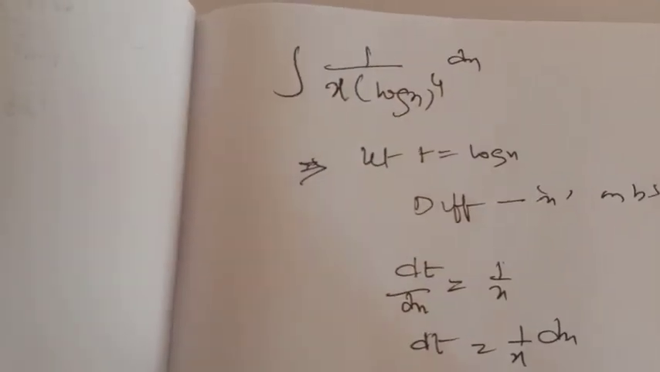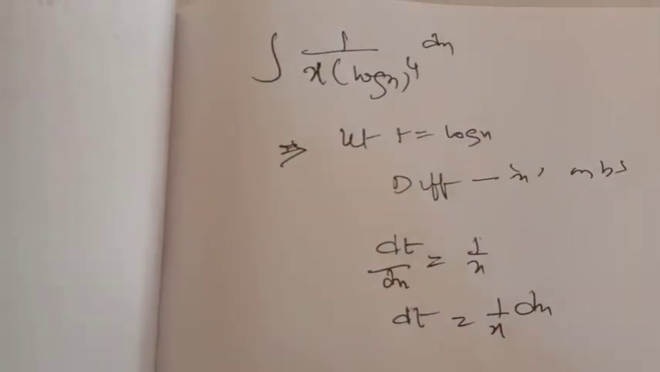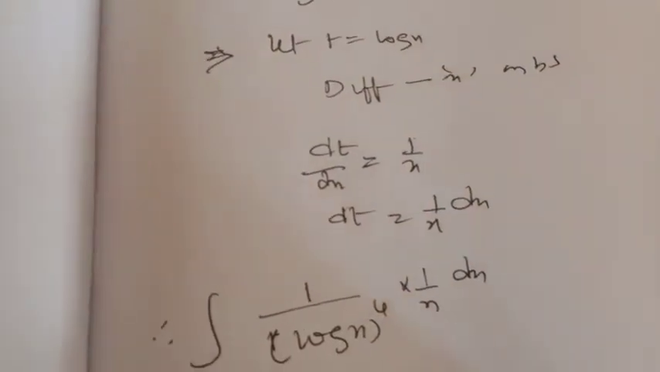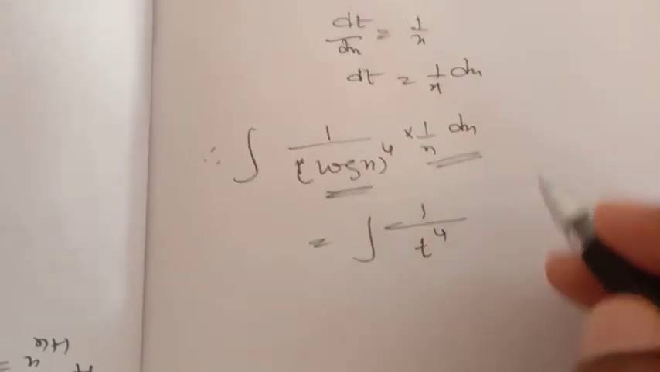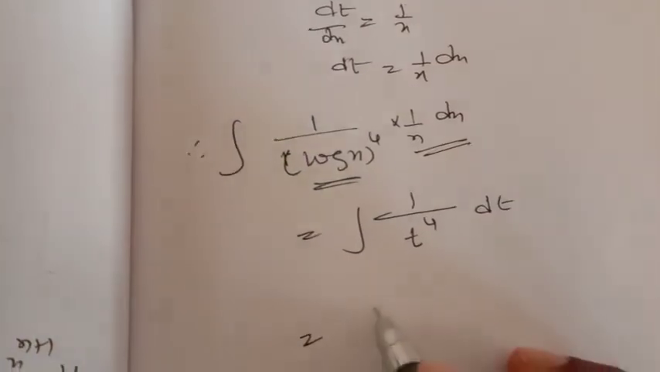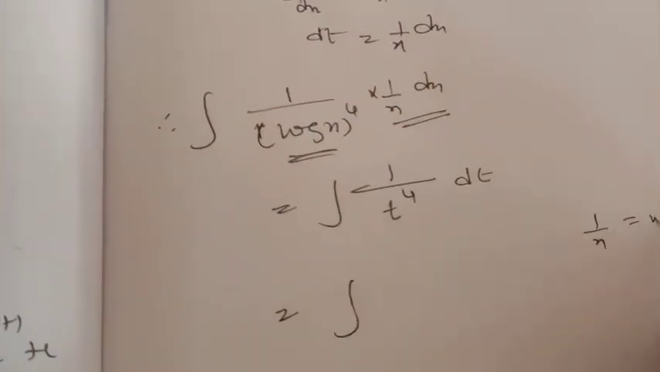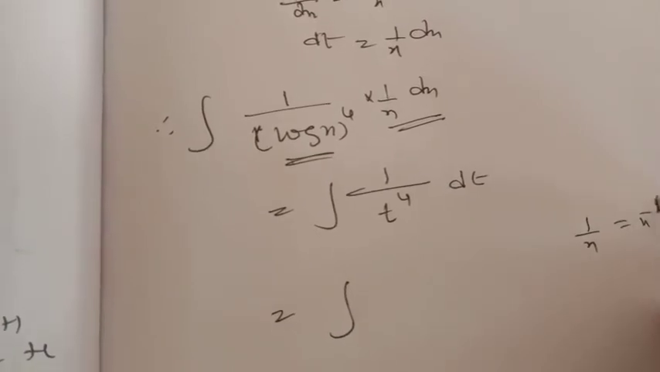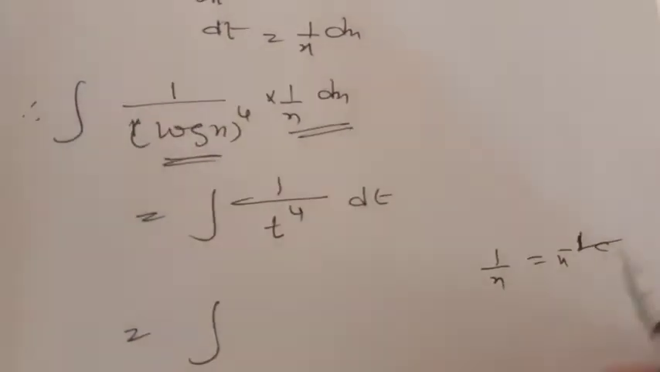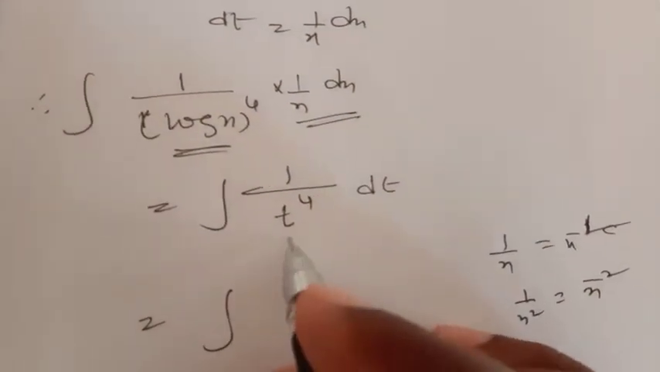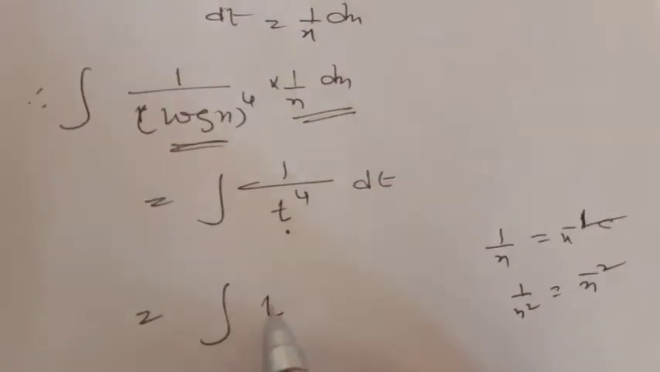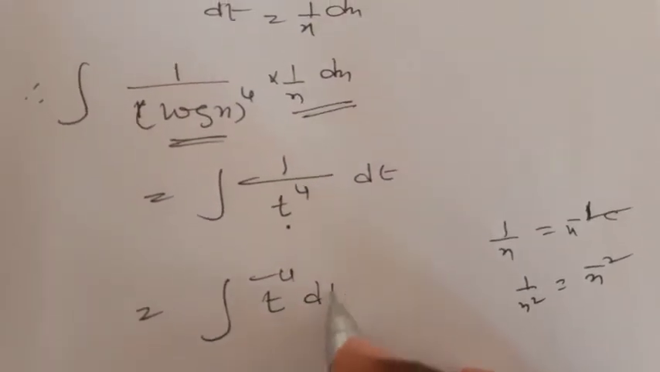Here substitute these values, that is 1 by (log x) power 4 into 1 by x dx, where log x equal to t, so t to the power of 4 and 1 by x dx equal to dt. Here 1 by x equal to x to the power of minus 1, and 1 by x square equal to x to the power of minus 2. The same way we can write 1 by t to the power of 4 equal to t to the power of minus 4 into dt.